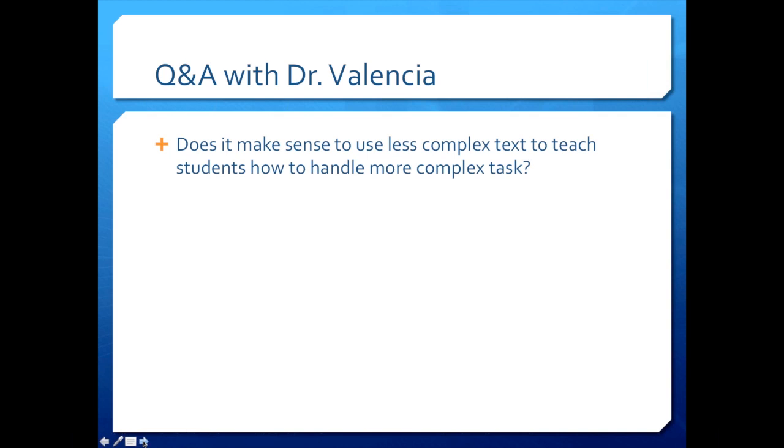I think it makes good sense to read something less complex and dig into a more complex task. But I don't want to come across as suggesting that I don't believe that reading complex texts is important. I do. So I think along with my suggestion is that you work your way up toward more complex texts as well.